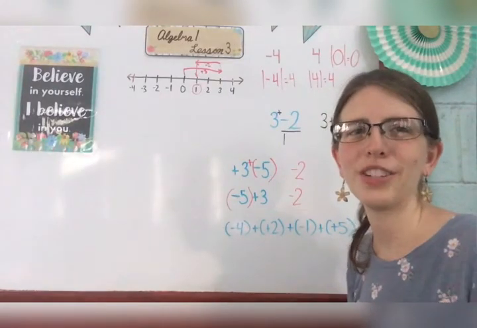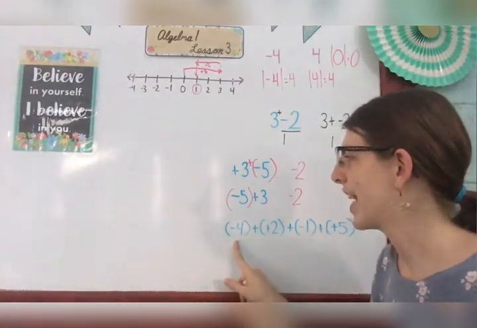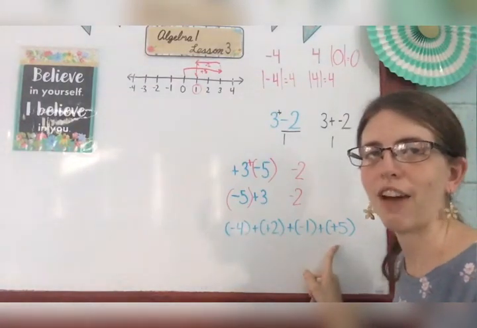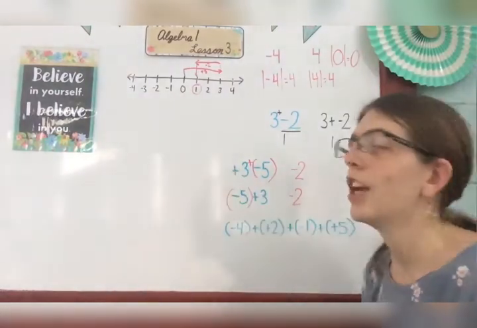Okay, welcome to part 2 of the lesson. Let's finish with this problem right here. I have negative 4 plus a positive 2 plus a negative 1 plus a positive 5. Now in your book, it's going to tell you to use your number line. You don't have to do that.